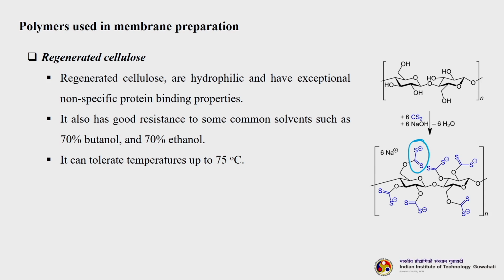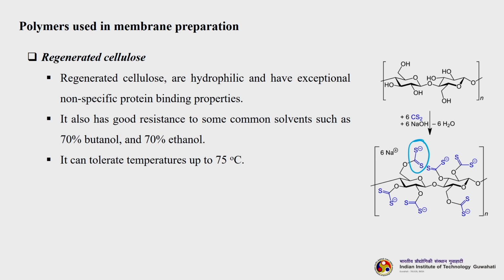They are extremely hydrophilic and have exceptional non-specific protein binding properties. So, this class of membrane material is extremely good to prepare membranes of microfiltration or ultrafiltration range, where the application is protein separation. It also has good resistance to some common solvents such as butanol and ethanol. It can almost tolerate 70% concentration of both butanol and ethanol. It can tolerate temperature up to 75 degrees centigrade, which is actually lower as compared to other polymeric materials.